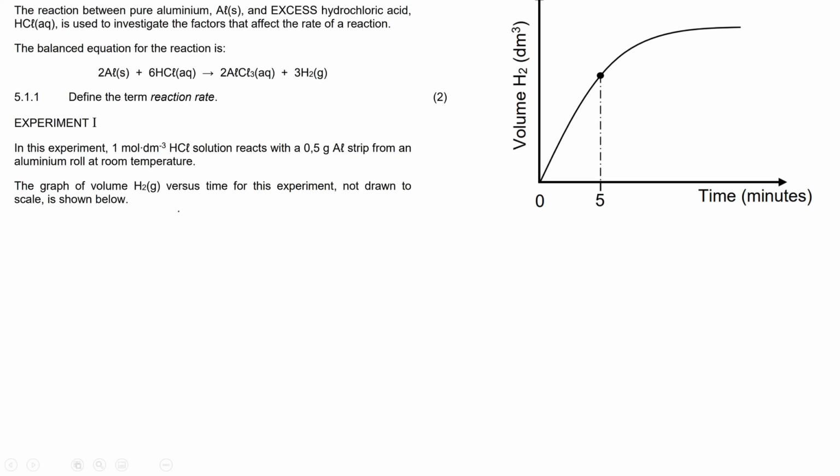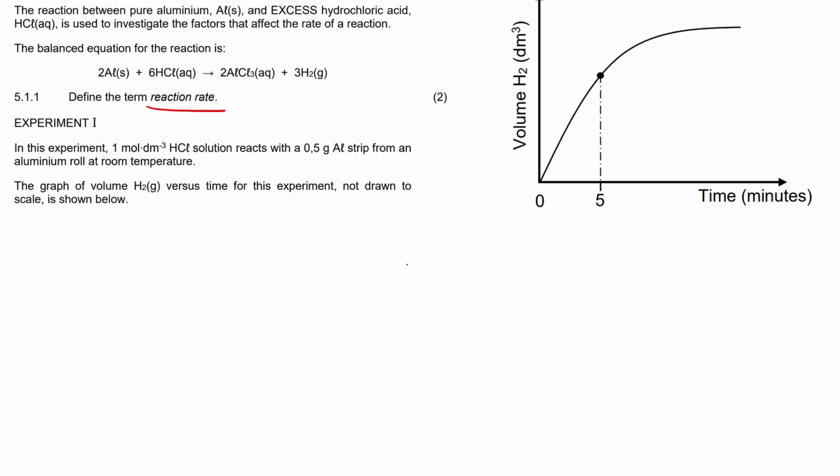Okay, so the reaction between pure aluminium and excess hydrochloric acid is used to investigate the factors that affect the rate of reaction. The balanced equation is given over here. First question, define the term reaction rate.